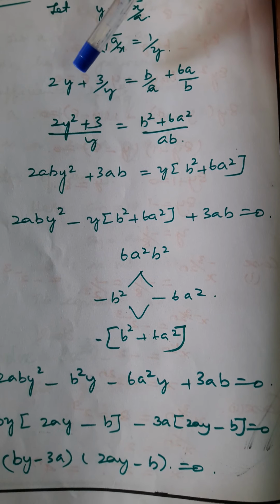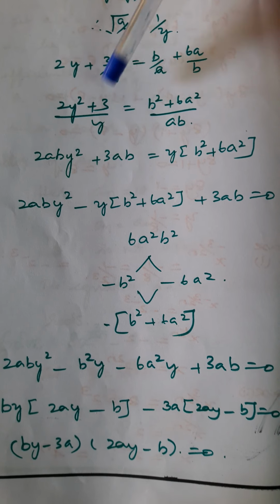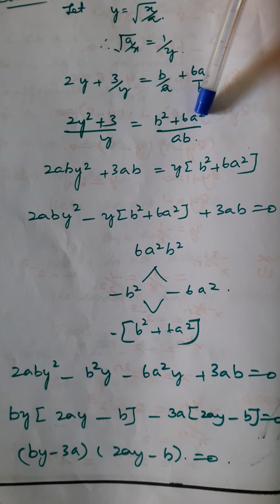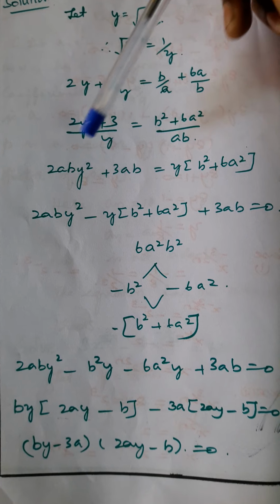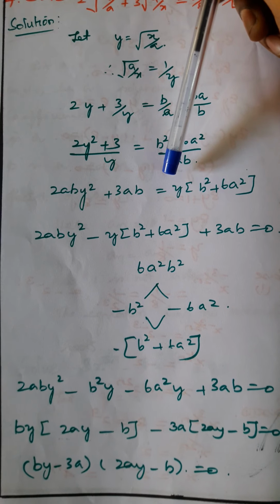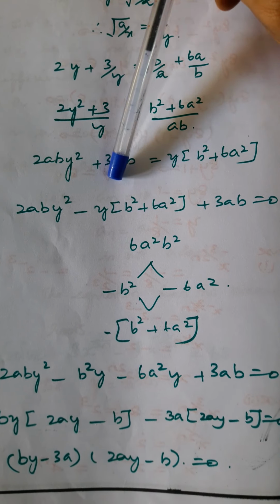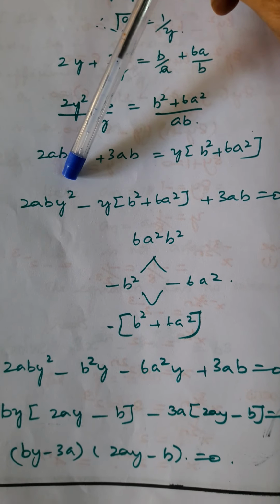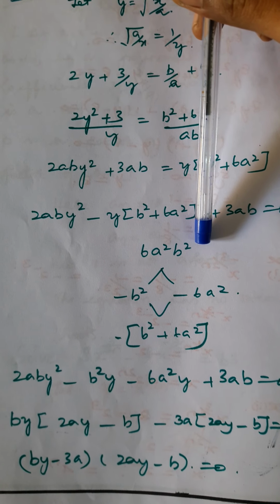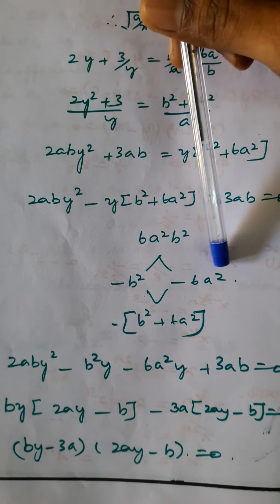So the equation is 2y plus 3 by y equal to b by a plus 6a by b. Cross multiplying, it becomes (2y² plus 3) by y equal to (b² plus 6a²) by ab. So it becomes 2ab y² plus 3ab equal to y into (b² plus 6a²). We take all on one side. It's a quadratic equation in terms of y. Your product is 2ab into 3ab, which is 6a²b², and our sum is minus of (b² plus 6a²). So the factorization is given.